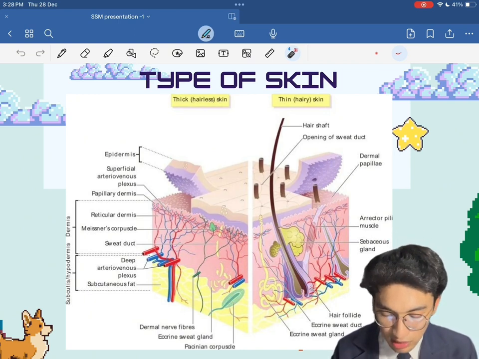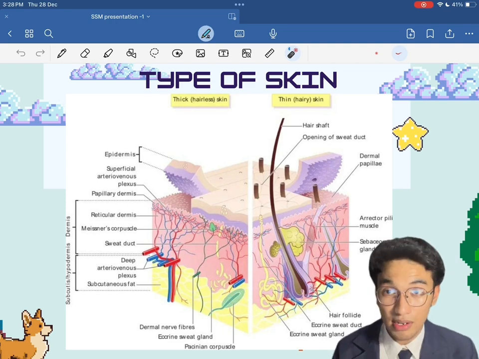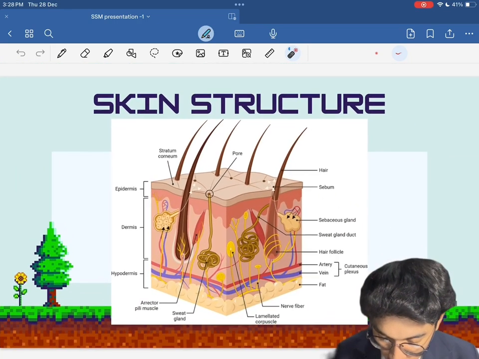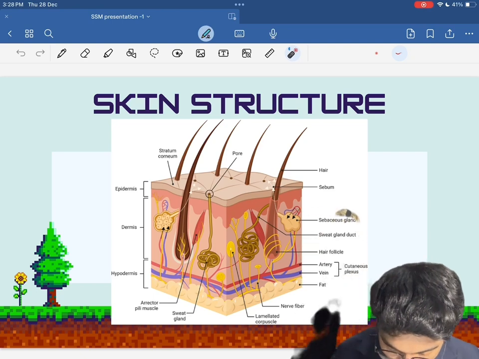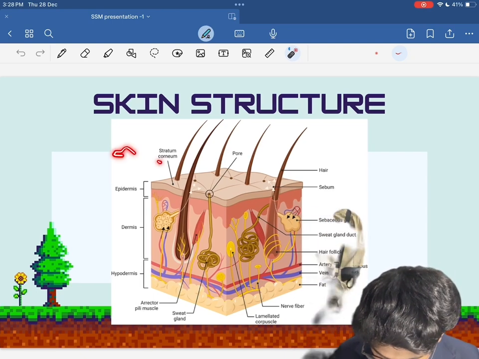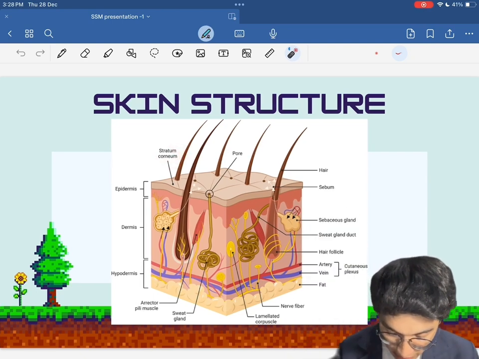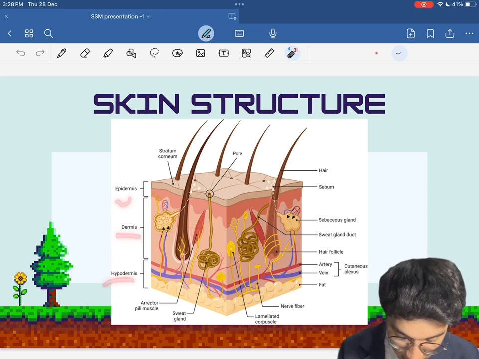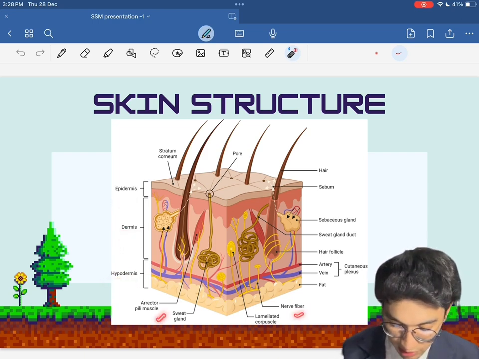Okay. Our third content is the skin structure. In the skin structure, we can see the stratum corneum, pore, hair, sebum, epidermis, dermis, hypodermis, sweat gland, nerve fiber, fat, hair follicle, and sweat gland.